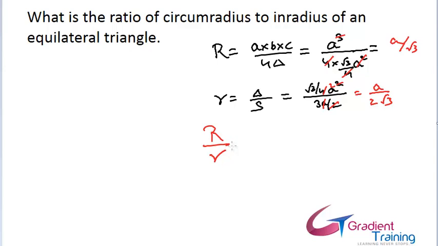So taking the ratio of R upon r, we have A upon root 3 divided by A upon 2 root 3. Again we see that A cancels out, and this root 3 also cancels out, and we have 2. That means circumradius is twice the inradius. After such a lengthy calculation, we have arrived at the value R upon r is 2. But now let us try and look at it in a different way.